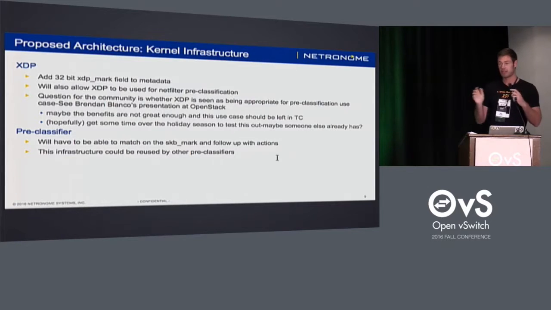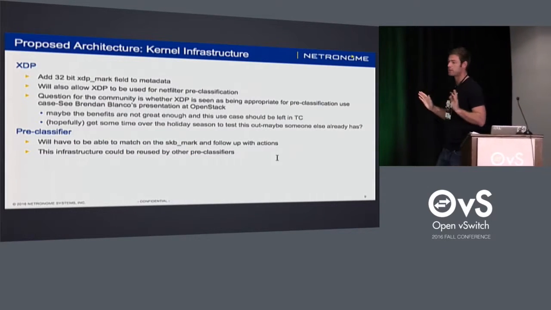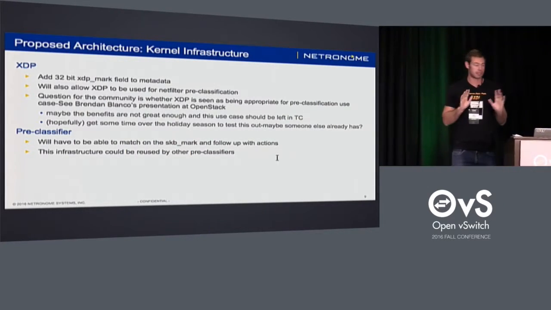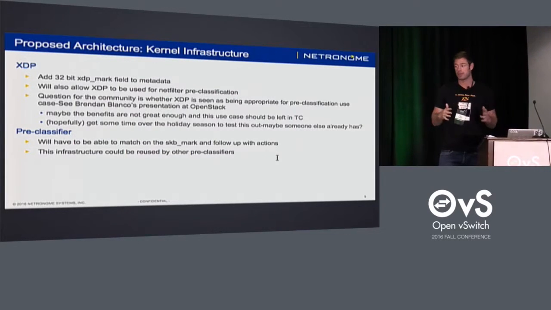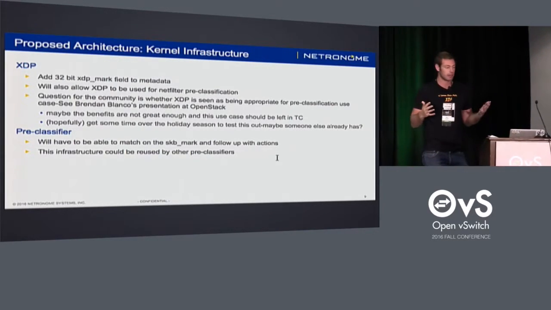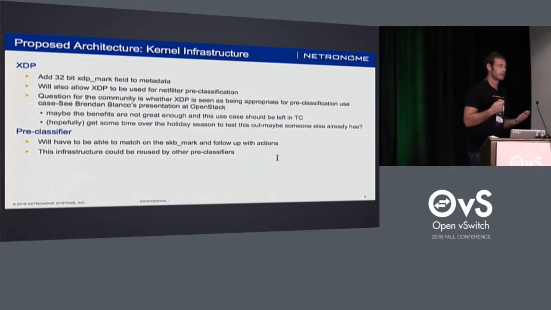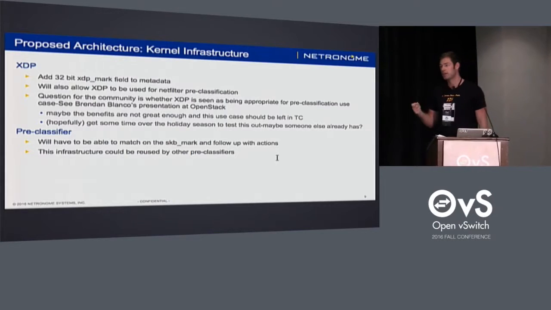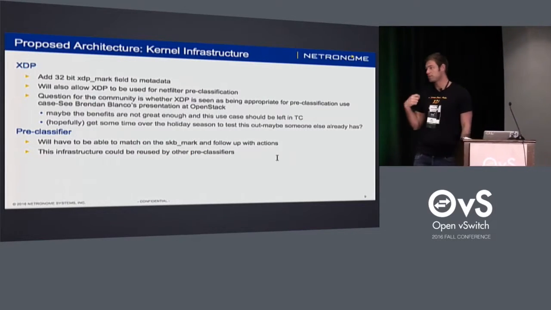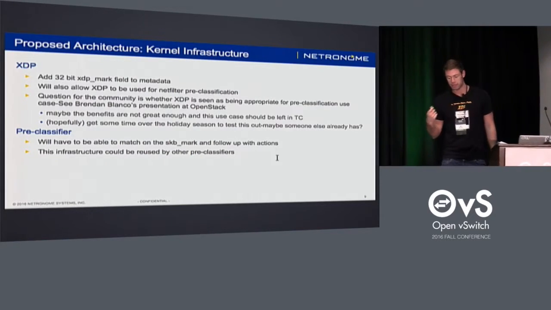And it may be that the benefits of doing this within XDP are not big enough. This is something I'm hopefully going to get to test out over the holidays. It could be very possible that we try this out and the benefits we're getting over TC eBPF aren't very large. Now, there have been clear examples that the benefits are pretty big for things like the DoS use case.